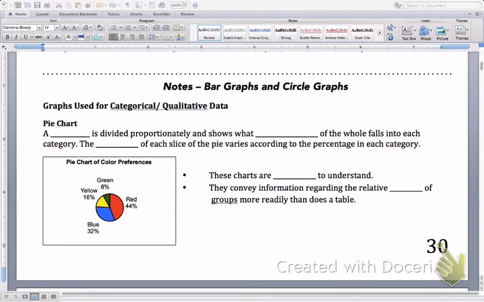So a pie chart is the first one, and we also call this a circle chart. So a circle is divided proportionally. So we start with a circle. Let me write that over. So we have a circle, and it's divided into sections, not necessarily equal sections, but it's proportionally divided such that each section shows what percentage of the whole the slice represents.